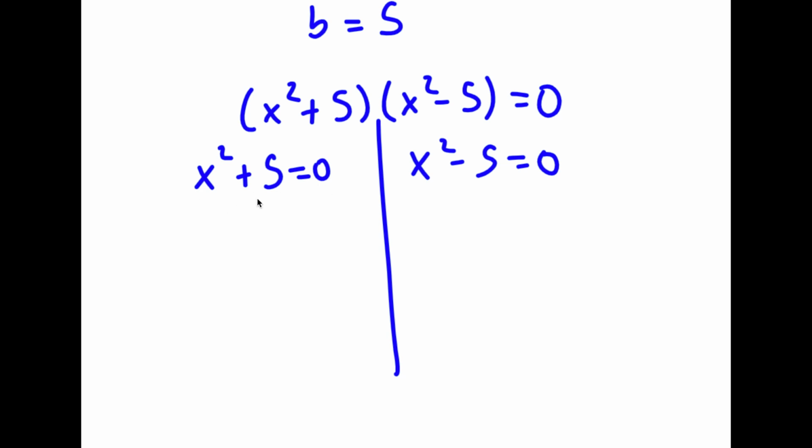So for x² + 5 = 0, I'm going to subtract 5 on both sides. So then these two cancel out, and I have x² = -5.